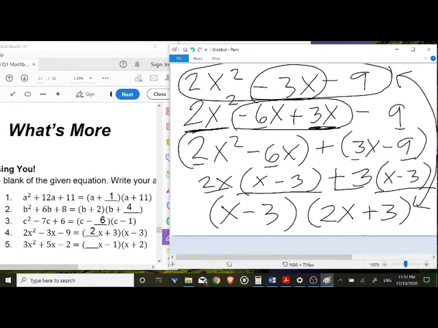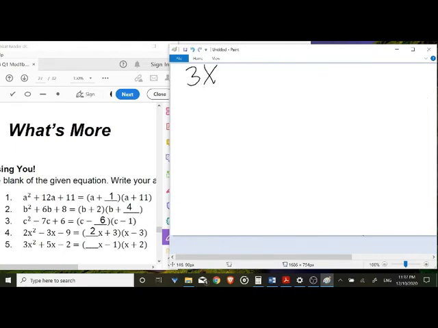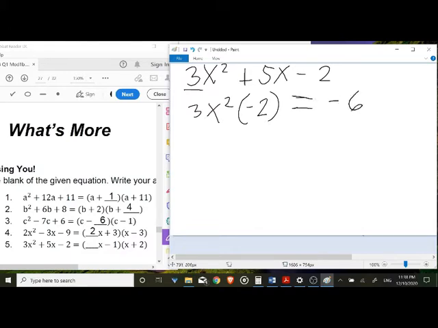Okay, number 5. So, copy natin 3x squared plus 5x minus 2. Again, kasi ang leading coefficient ay hindi 1, so we will multiply the first term to the last term, third term. That is equal to negative 6x squared. So again, hahanapin natin ang factors na pag in-add natin, equivalent niya ay middle term na 5x.